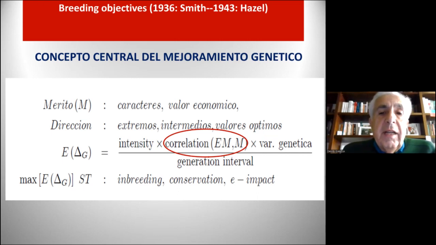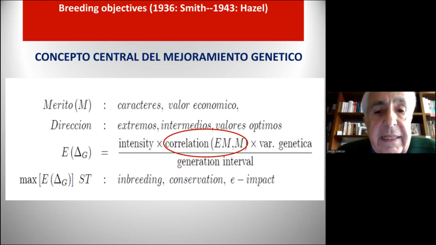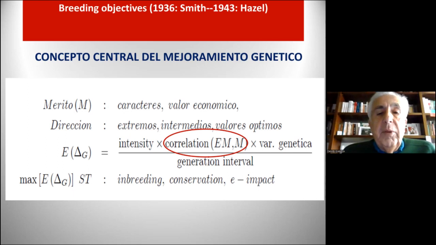And there is an expression that appears in basic texts that the expected genetic change per unit of time is proportional to the intensity of selection. For example, with artificial insemination, we can select much more intensely. It also depends on the correlation between the estimated merit and the merit, which is largely a statistical or computer-based exercise, and the amount of genetic variance present in the population at a given time. And also, to express it on a unit of time basis, we have to divide by the generation interval.